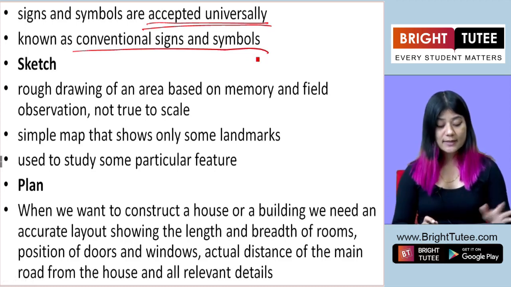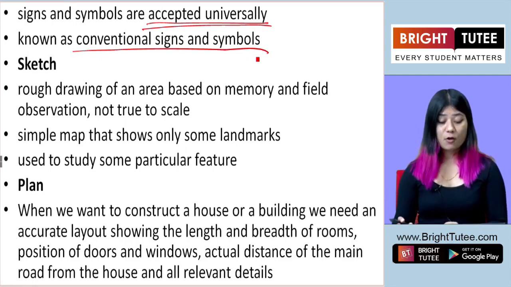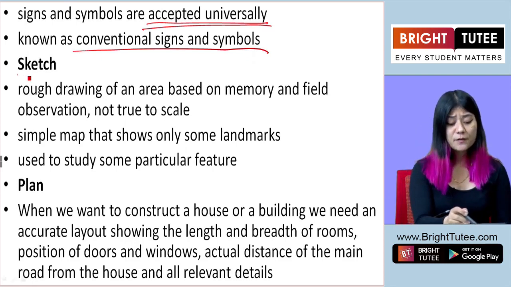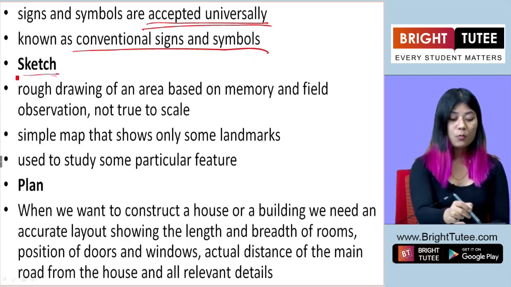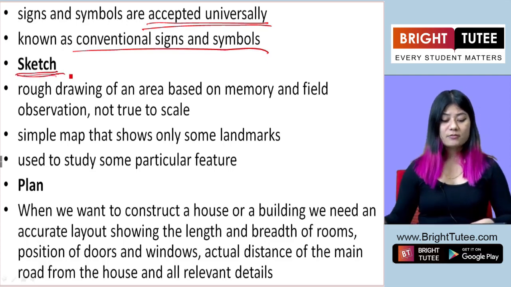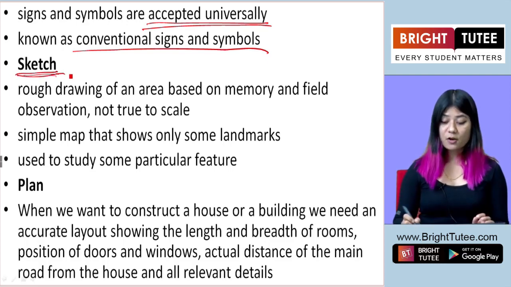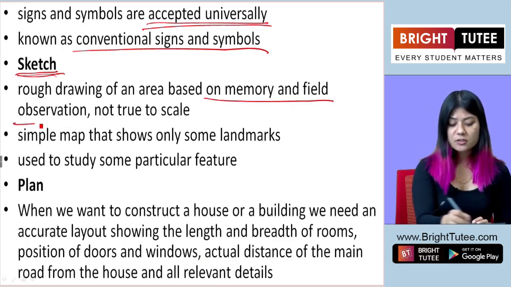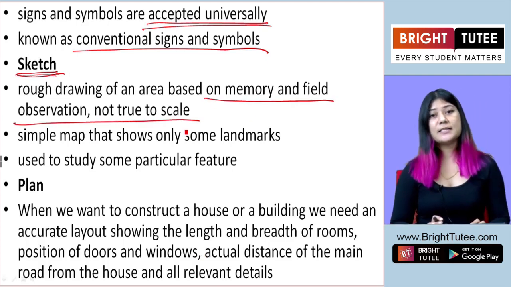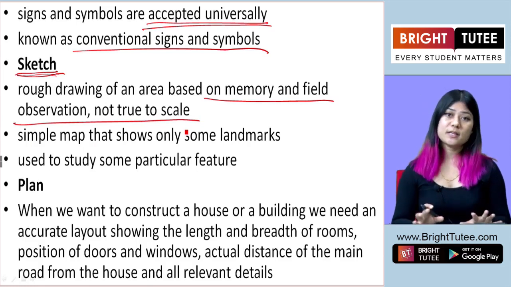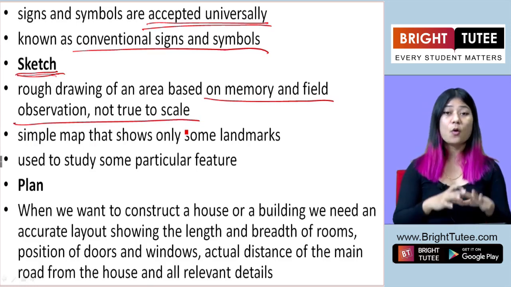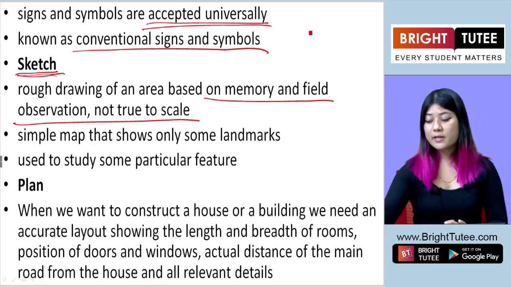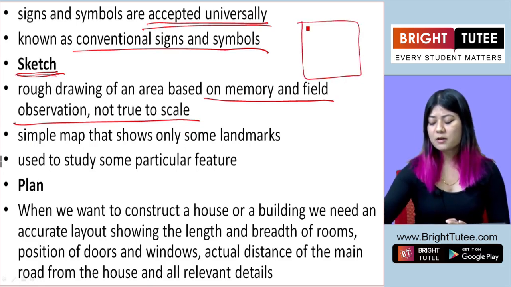Now, let's look at other aspects of a map. The first one is sketch. What is a sketch? Now, sketch is a rough drawing of an area based on memory and field observation, which is not true to scale. So, for example, you go to do a survey of a slum area. You observe the slum area and then you draw a map, a rough sketch.